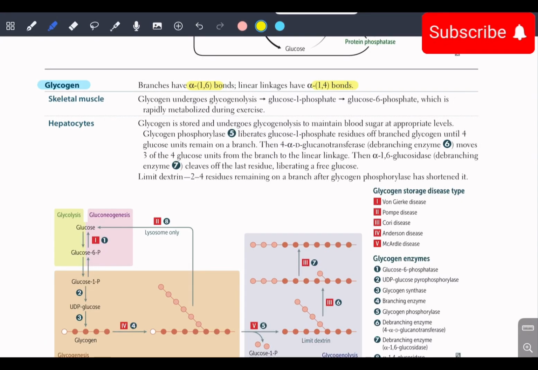So dear students, today we will talk about glycogen, the metabolism of glycogen in the liver as well as in the skeletal muscle. So first of all, we should note that glycogen forms alpha-1,6 bonds and alpha-1,4 bonds. So what actually is this?